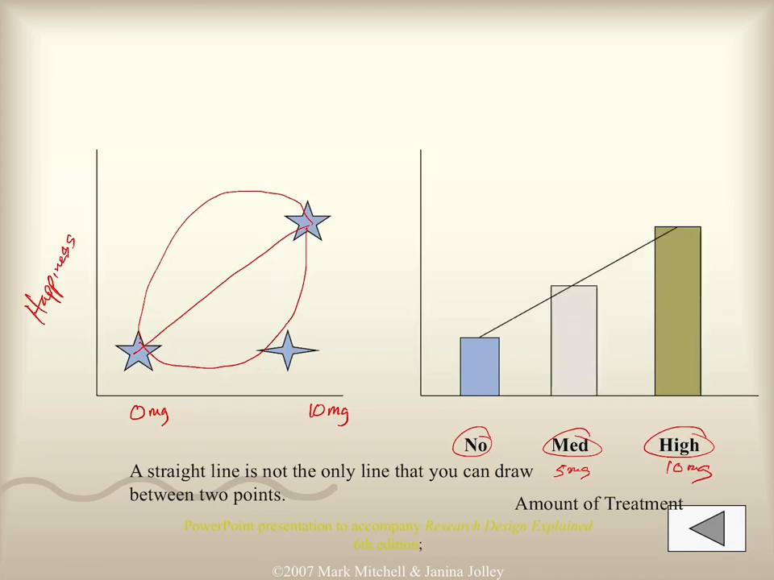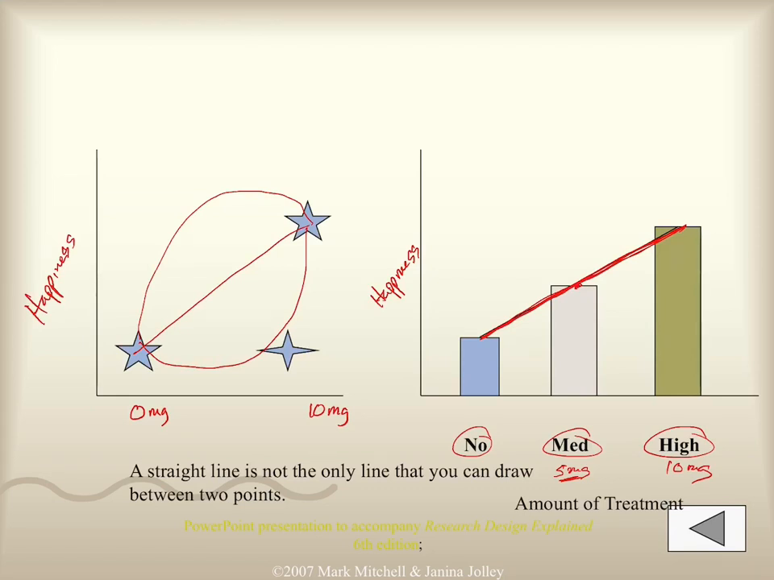So it could be the case that here a medium amount of the drug, 5 milligrams, might cause a medium level of happiness. If this were the case, we would see that there is a linear functional relationship. In other words, all of these best line up on a straight line.